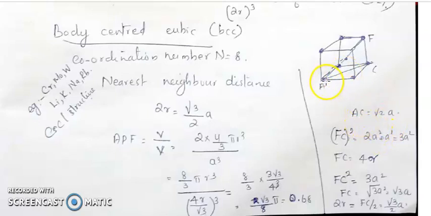So we can take this side AC, you can find out here. This side is A and A, so the diagonal of that will be root 2A. Then this AC will be perpendicular to the body diagonal. So how can you find out the nearest neighbor distance? One atom will be at the center, then one atom will be at the opposite corners of the cube. So all these atoms will be at the minimum distance.